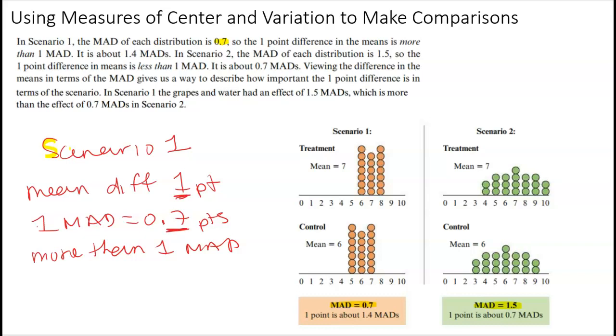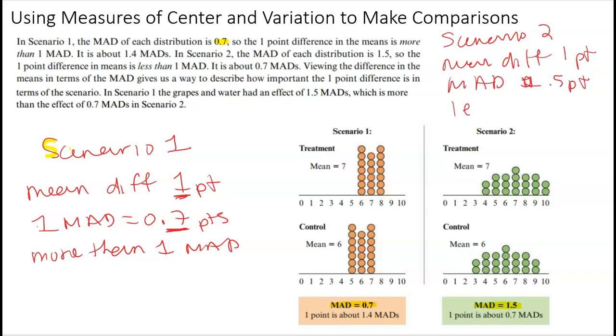And then in scenario 2, the mean difference is 1 point and the MAD is 1.4 points. So the mean difference is less than 1 MAD. So we can say that the grapes and water had more of an effect in scenario 1, measured in mean absolute deviations. So that's another way to compare these.